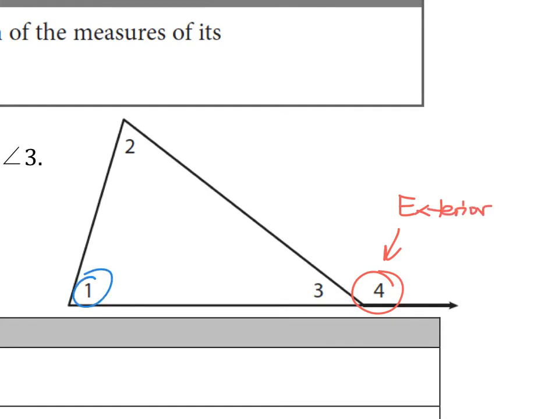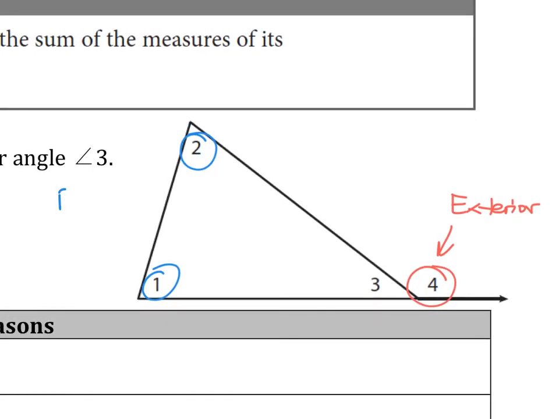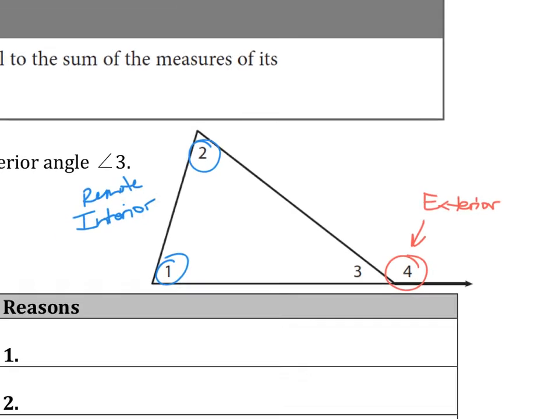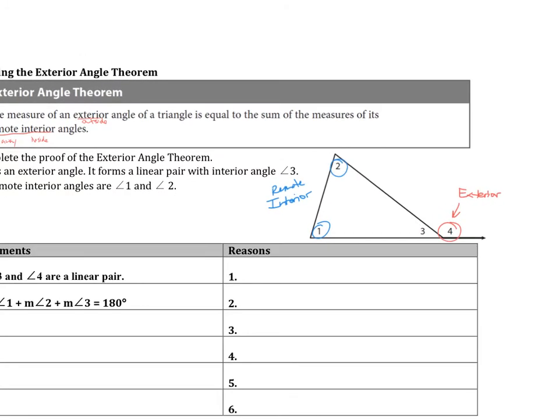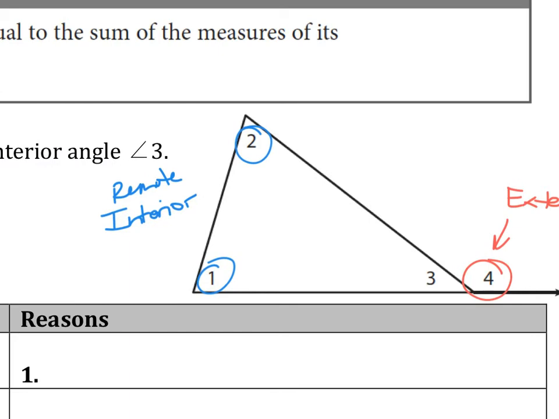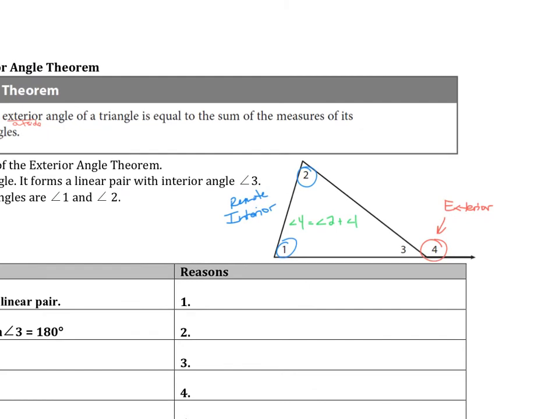And these two that are the farthest away, not number 3, because number 3 is right next to it, but the two that are farthest away, those we call remote interior angles. So it's those two. And really what this is saying is ultimately that angle 4 equals angle 2 plus angle 1. Those two angles, those remote interiors added together, equal your exterior angle.